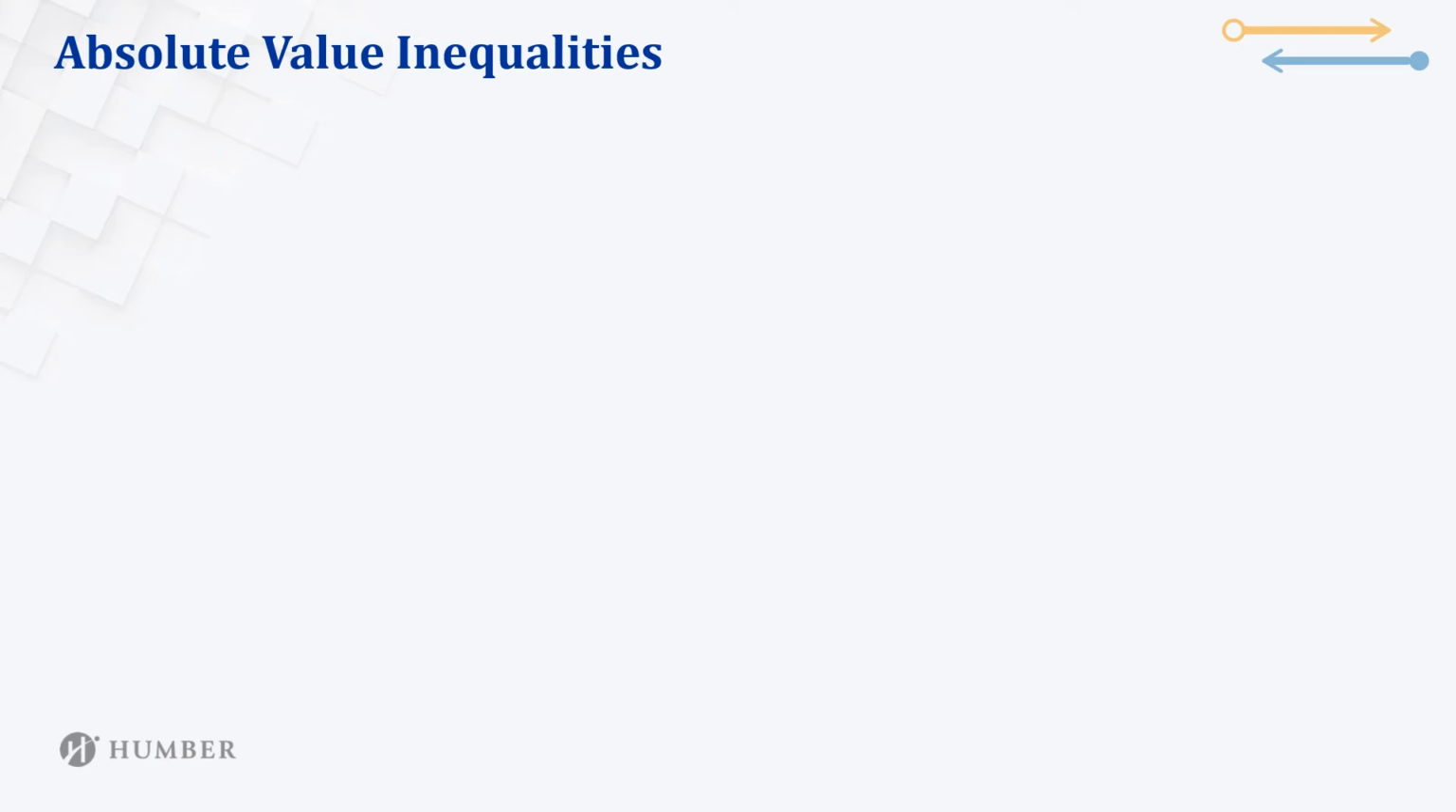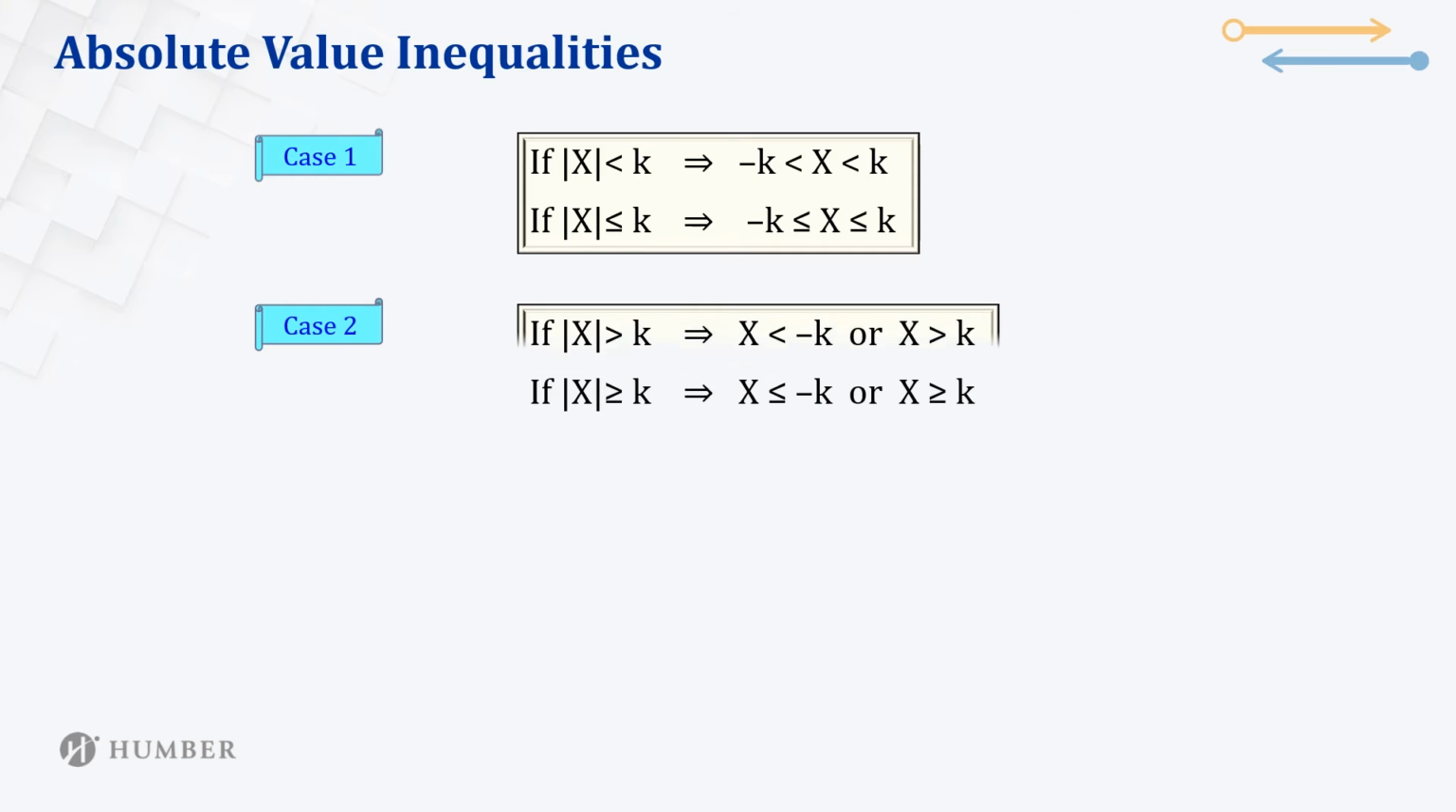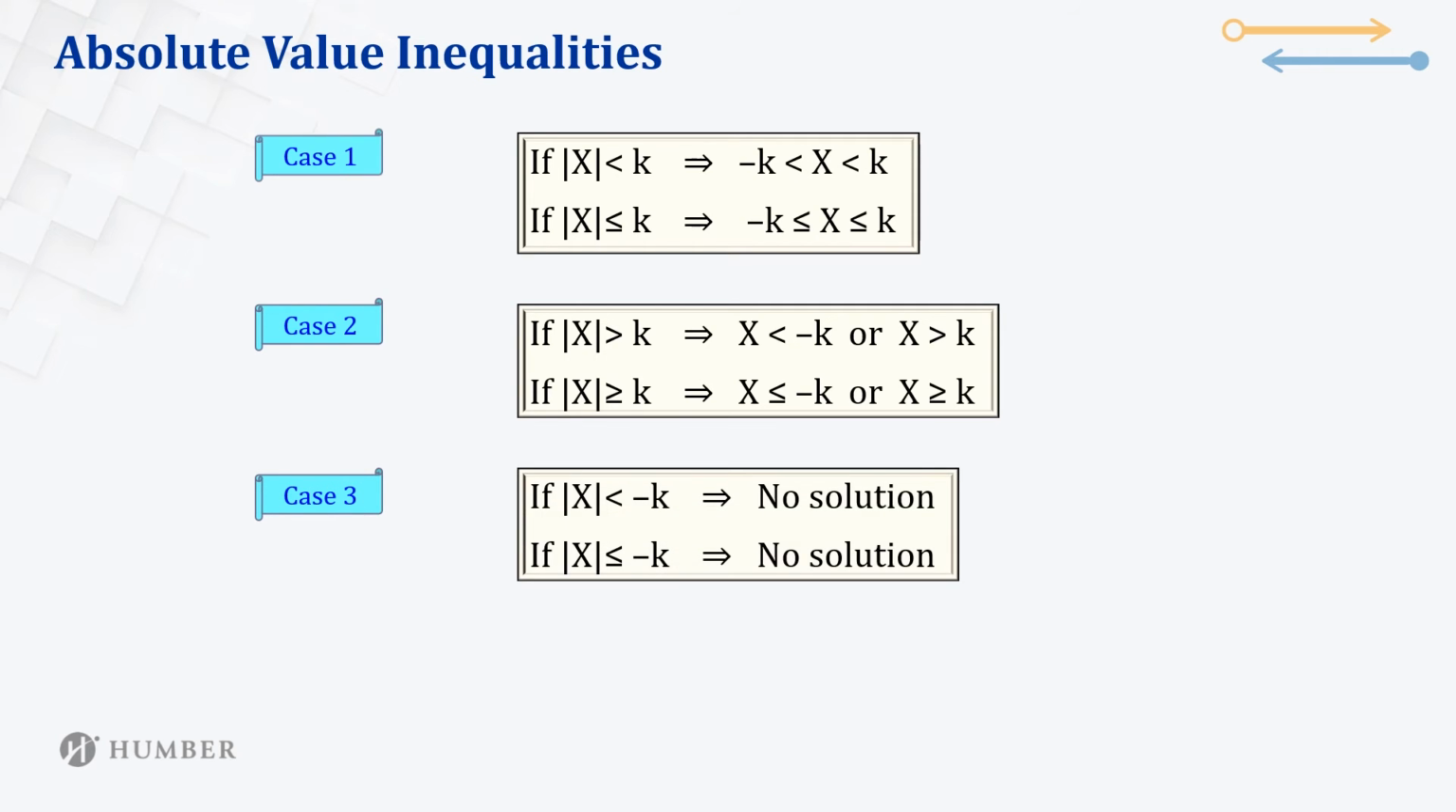Lastly, let's take a look at inequality cases involving absolute values. Case 1. Absolute value of x is less than or equal to some number case is shown. Case 2. Absolute value of x is greater than or equal to some number case. Case 3. The absolute value of x is less than or equal to some negative number case. Since the absolute value can never be negative, there is no solution in this scenario.